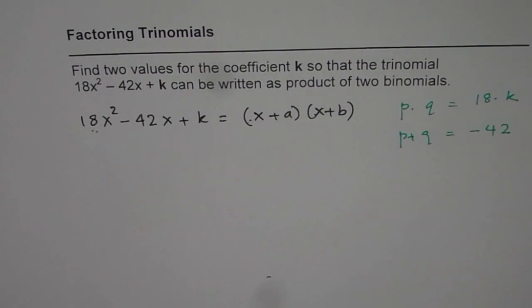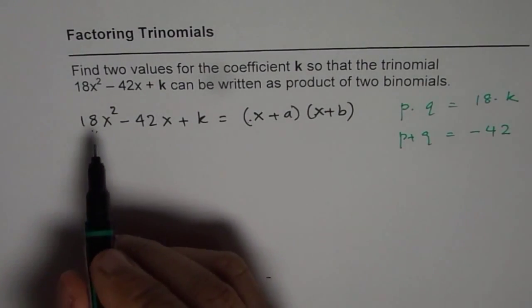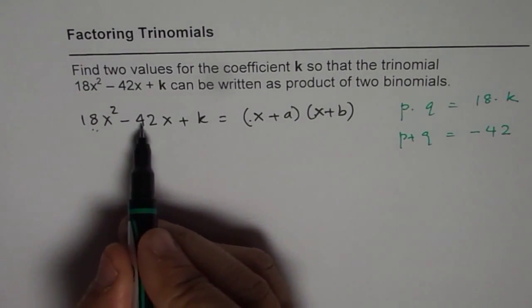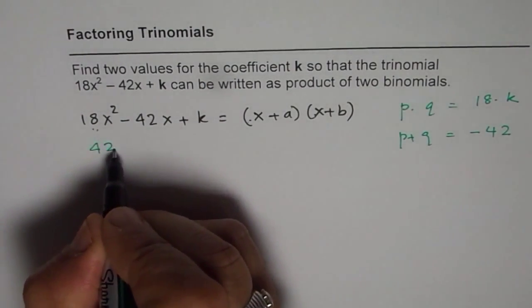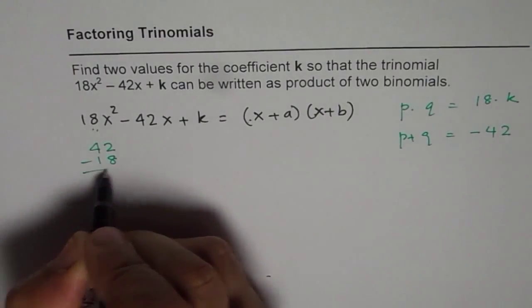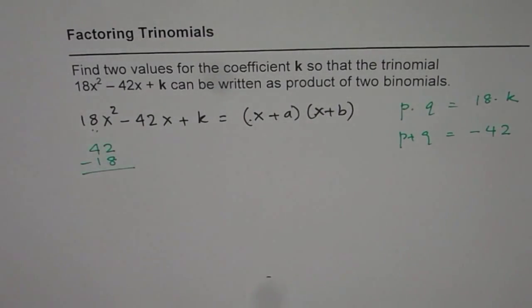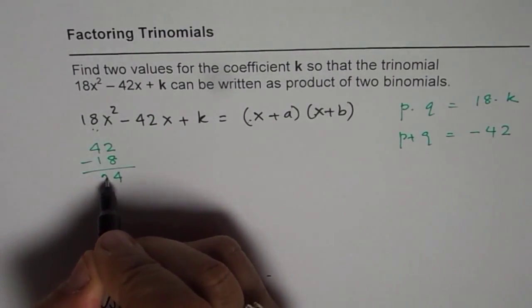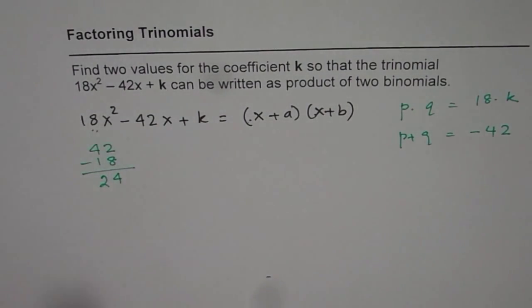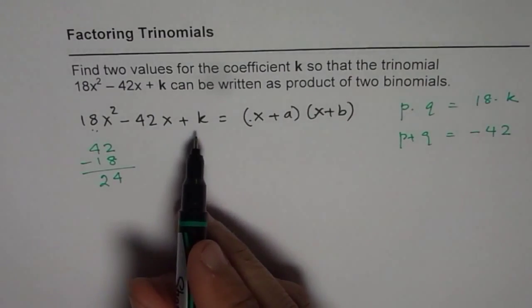So what we can do is, we can work backwards. That is to say, what can you add to 18 to get 42? Correct? So let's try this. So we have 42 here. Let's take away 18 from there. So if you do that, you get what? 12 take away 8 is 4. 3 take away 1 is 2. 24. So k could be 24, right?